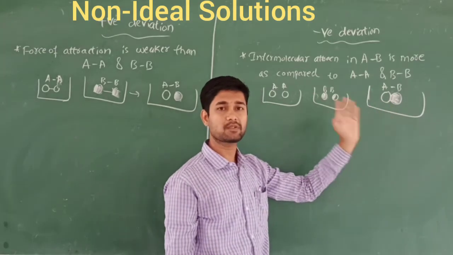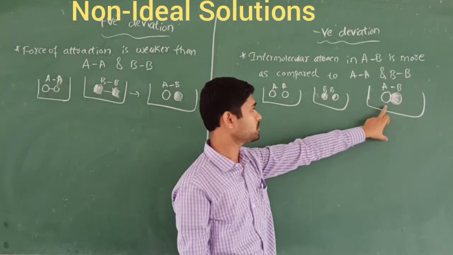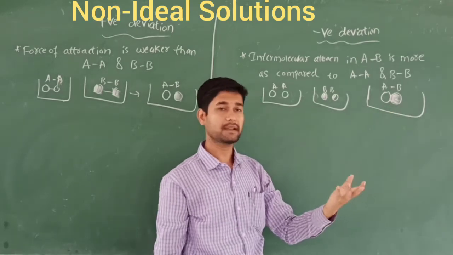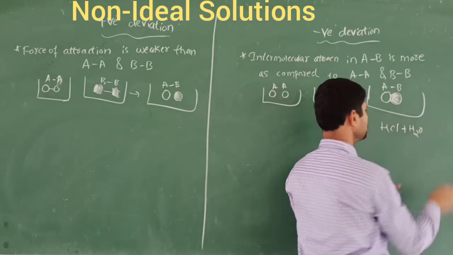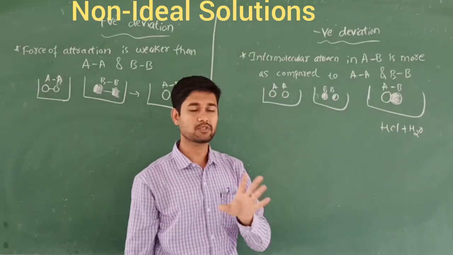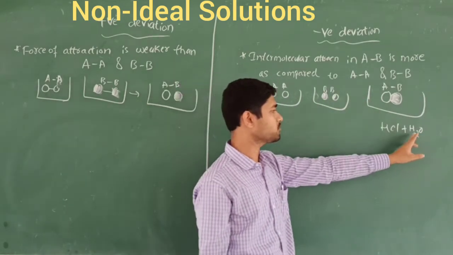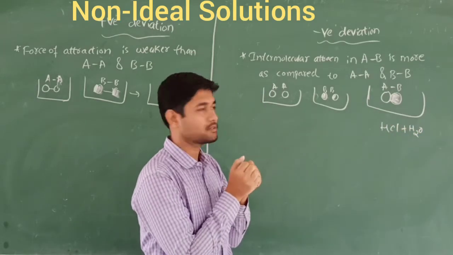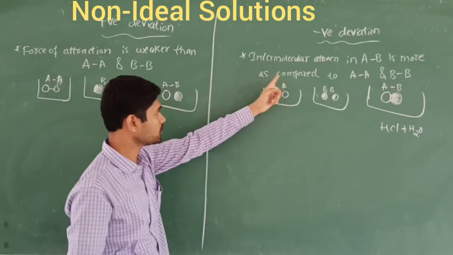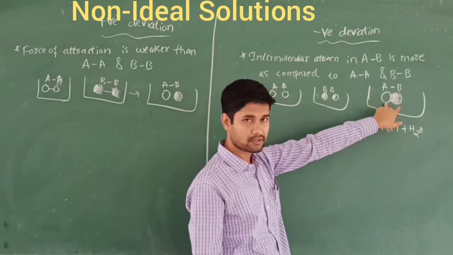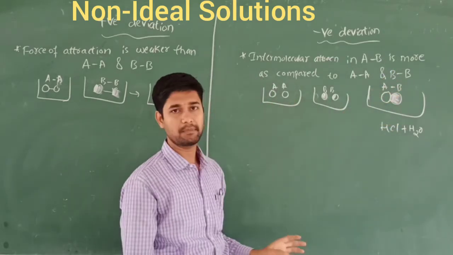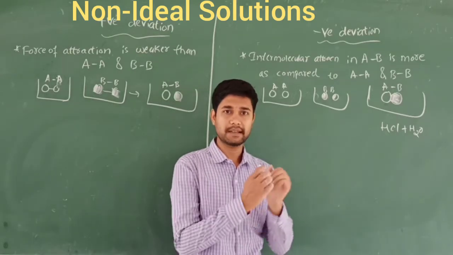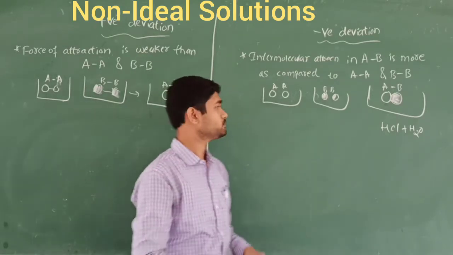You can take chloroform and acetone as an example, and also you can take HCl plus water, right? You know when I write water, there must be hydrogen bonding, right? So this hydrogen bonding causes a much stronger attraction here. The intermolecular force of attraction in AB after mixing must be more as compared to AA and BB. That's why vapor pressure decreases but boiling point increases.